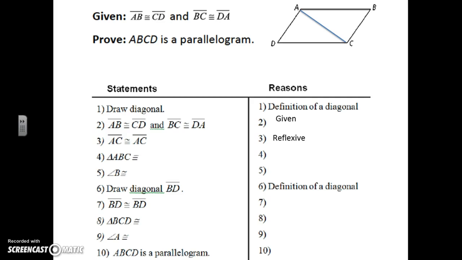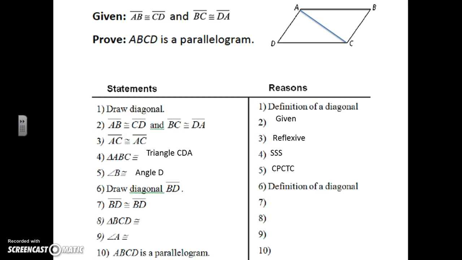Now, I can prove that triangle ABC is congruent to triangle CDA by the side-side-side triangle property that we learned about in the triangle section. Therefore, angle B must be congruent to angle D by CPCTC.